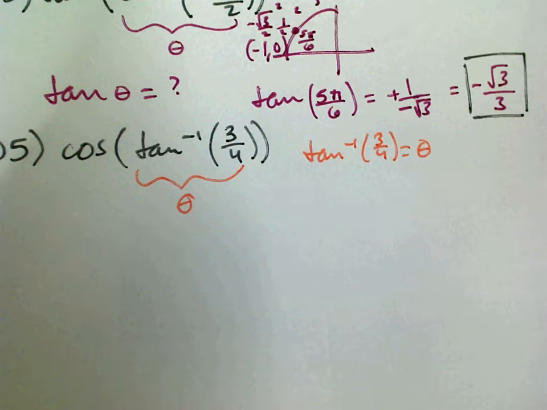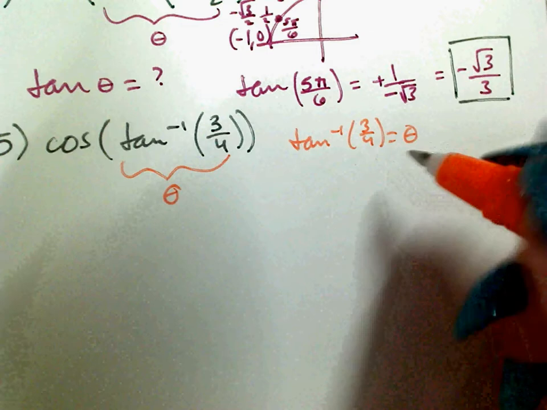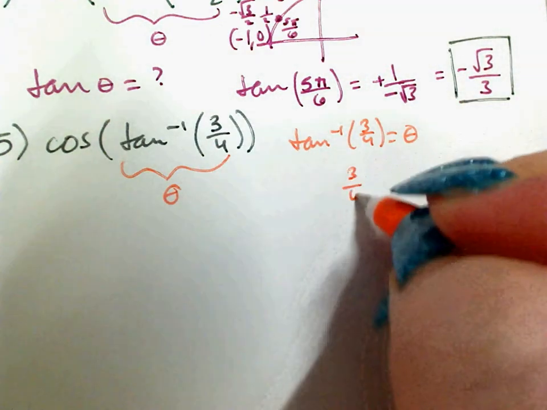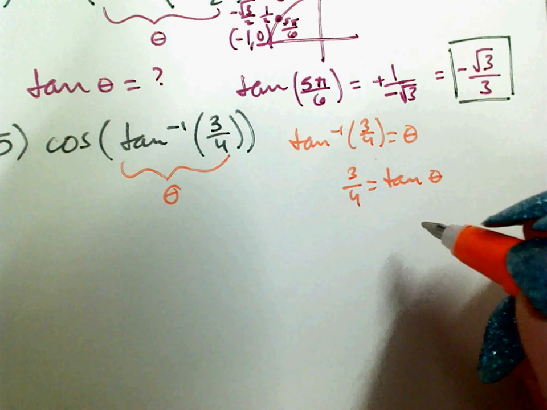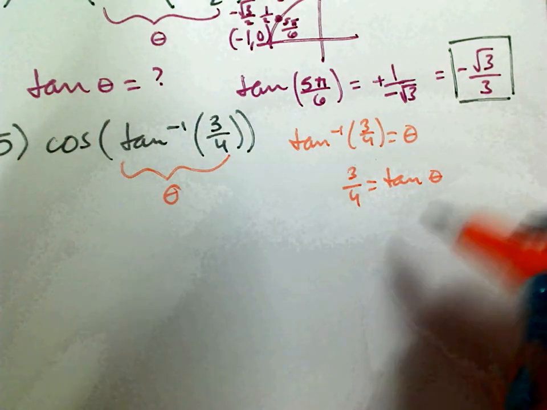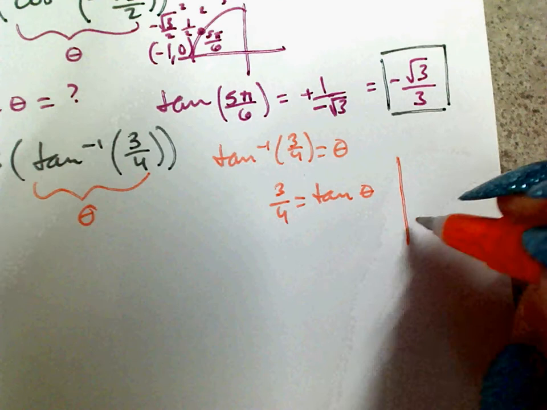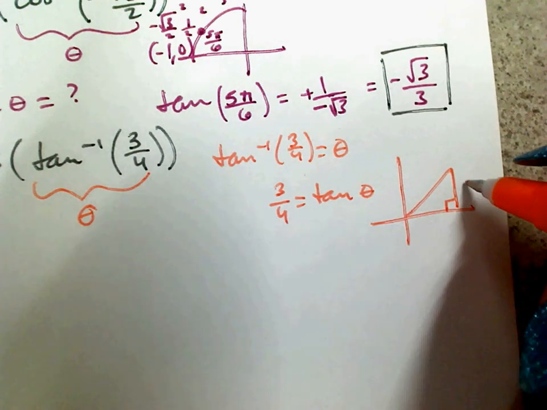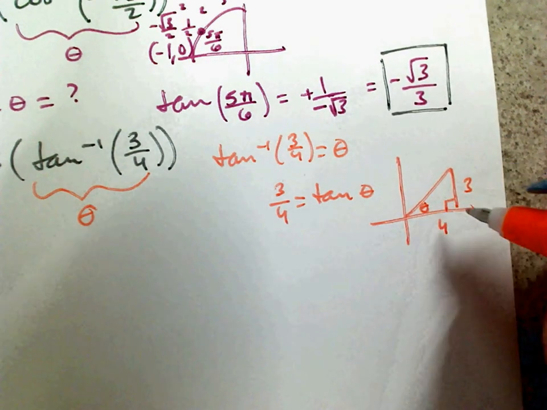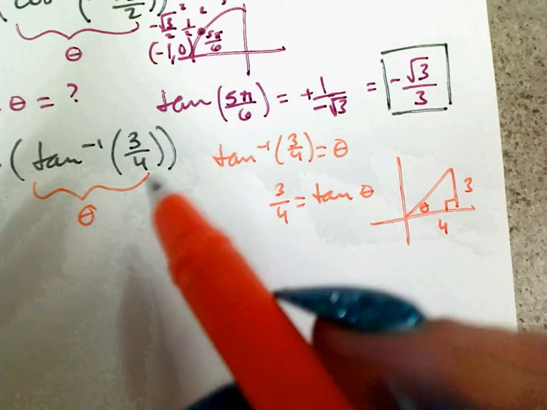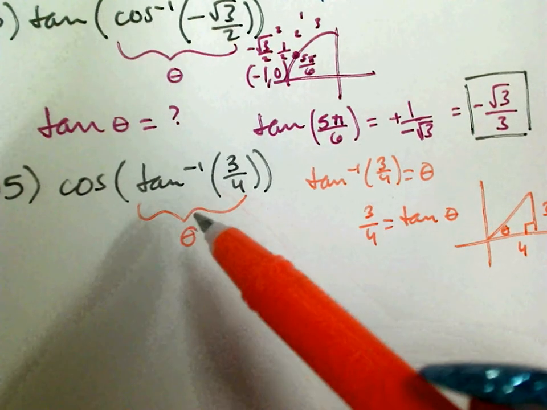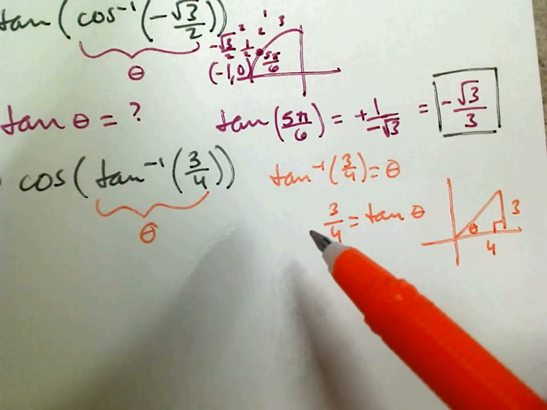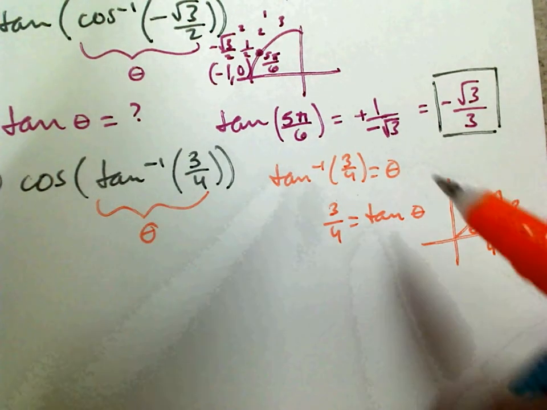So tan inverse of 3/4 equals some angle, which means 3/4 is tangent of some angle. So then, if I draw a right triangle, and I let tangent be 3/4, opposite over adjacent, then the question is, what is cosine of that angle, for which tan inverse of 3/4 is the angle? Cosine of this would be, if that's a 3, that's a 4, that has to be a 5, so cosine would be 4/5.